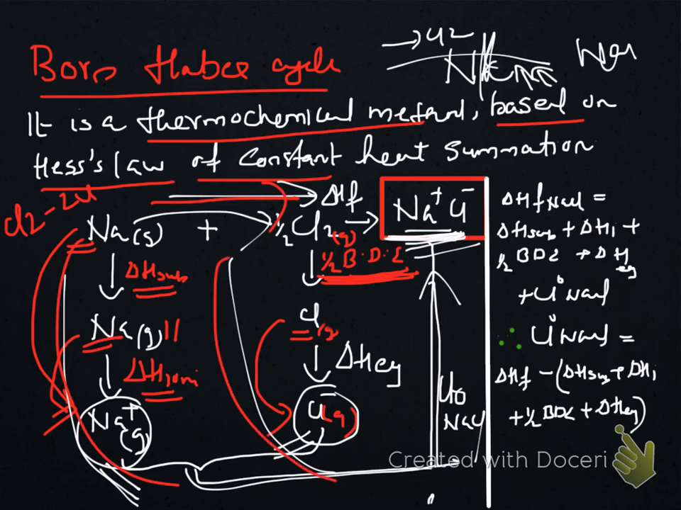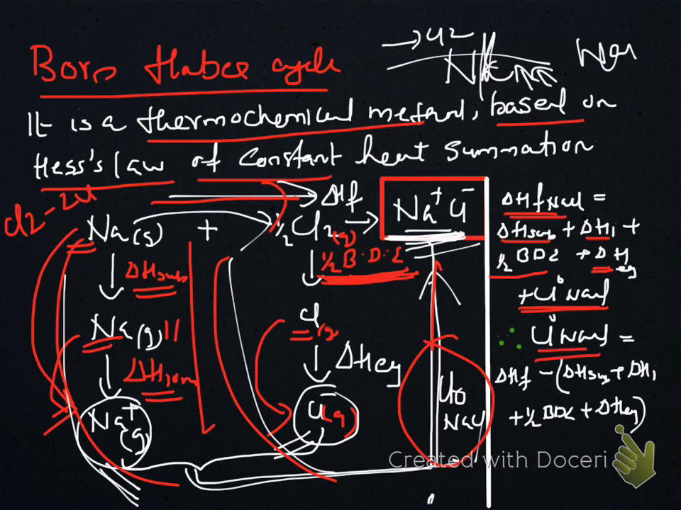So delta HF of NaCl, the enthalpy of formation of NaCl, equals the sum of all these steps: delta H sublimation of metal, delta H ionization of metal, plus half into bond dissociation energy of non-metal, plus delta H electron gain enthalpy of non-metal, plus lattice energy. What actually we have to calculate here is lattice energy.